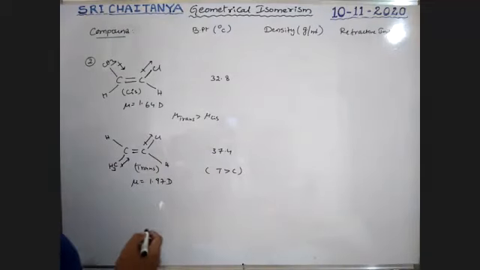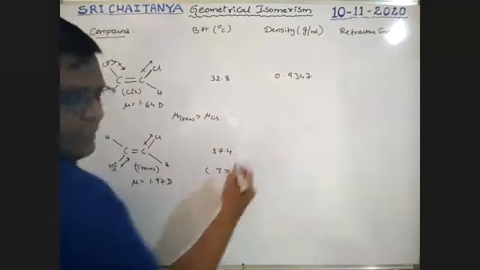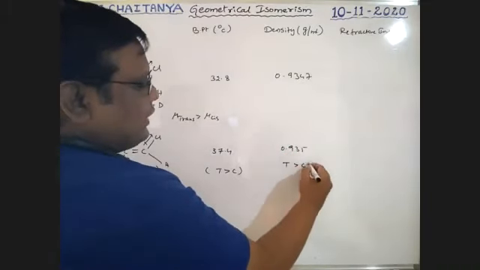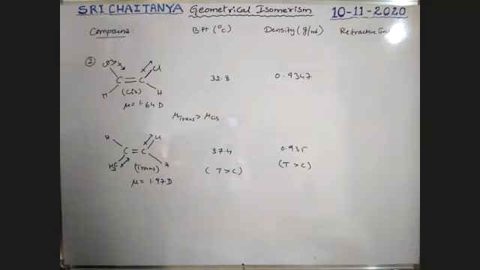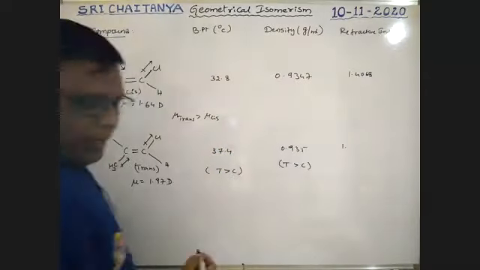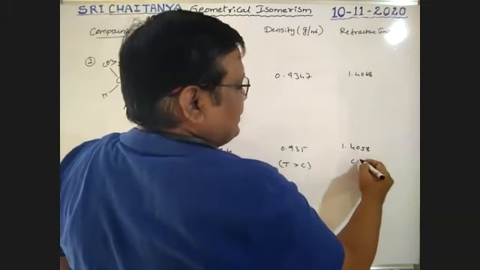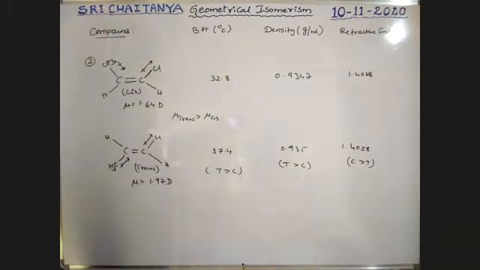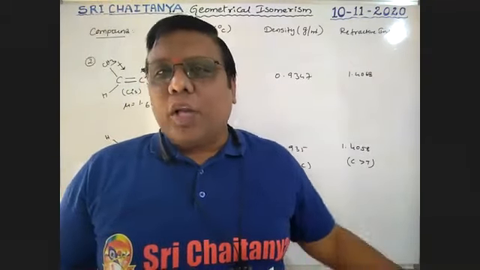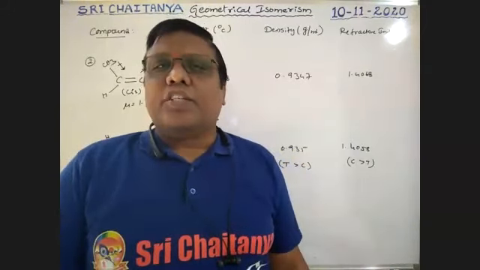So now density. It is 0.9347, and it has a density value of 0.935. So therefore, here also trans is greater than cis. Here it is 1.4068, and it is 1.4058. Here cis is greater than trans. That means, boys, a trans compound does not always have zero dipole moment. That is depending on the groups attached.